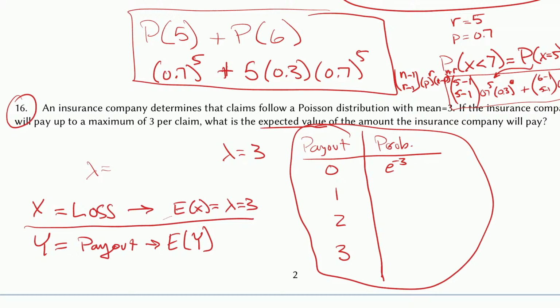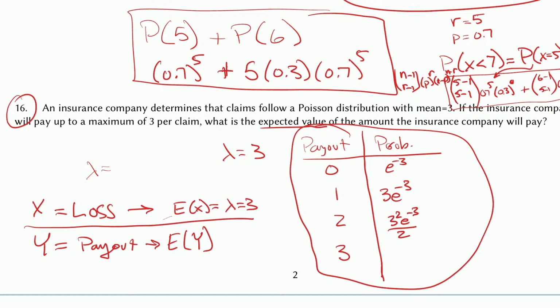And then if there's a $1 million loss, I think it'll be 3e to the negative third. Is that right? Because it's lambda to the first times e to the negative third over 1 factorial. And when we get to 3, it'll make sense. Trust me. So with 2, we have 3 squared e to the negative third over 2 factorial is the probability. And now with 3, here's the one that's different.